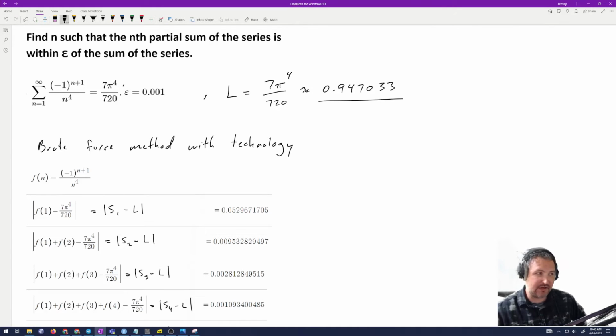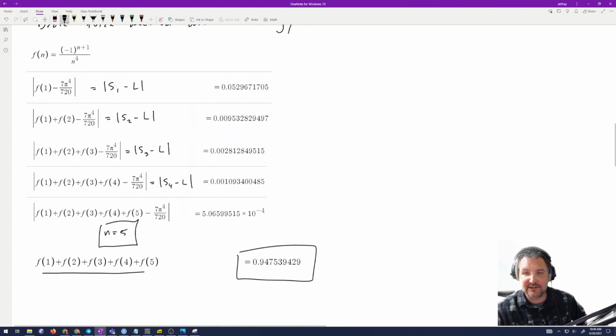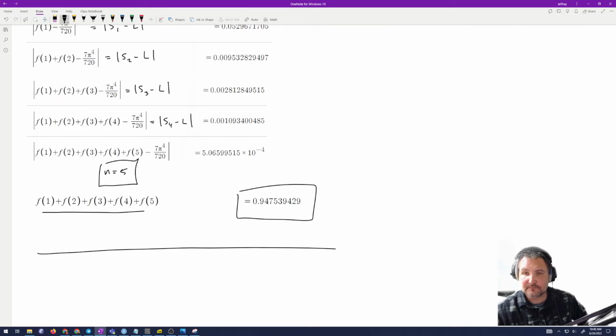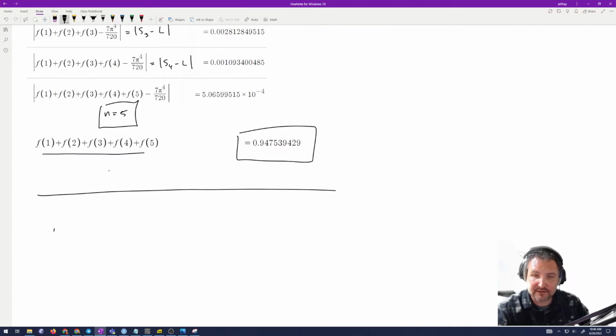However, this is not in the spirit of the theorem. This is just sort of brute force, and this is actually very hard sometimes. So we want to find a better way of figuring out that the answer here is n equals 5. So let's use the theorem. This is what we need according to the theorem. We need an plus 1 to be less than epsilon.